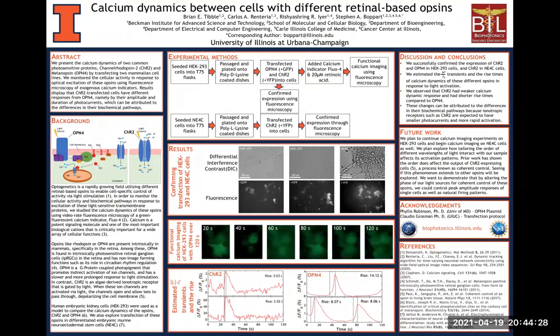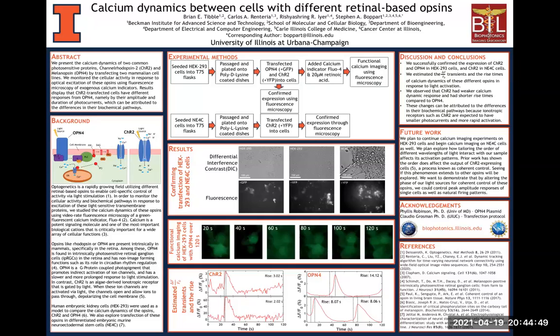NE4C cells. We then monitored the cellular activity in response to optical excitation of these opsins using fluorescence microscopy of exogenous calcium indicators. Results display that channelrhodopsin transfected cells have different responses from melanopsin, namely by their amplitude and duration of photocurrents, which could be attributed to differences in their biochemical pathways.